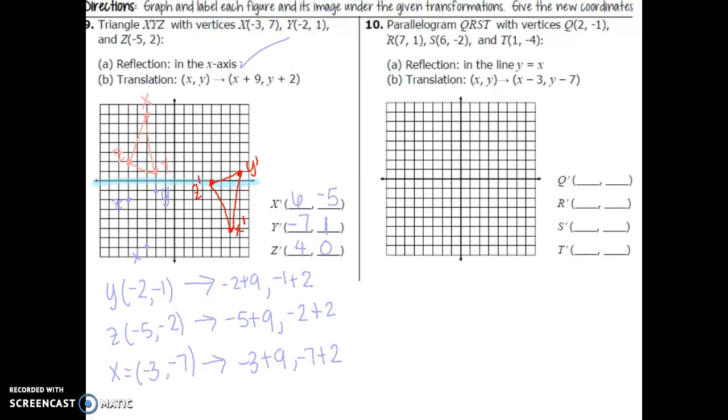So I do want you guys to do number 10. Remember, when we are doing y equals x, that is going to be at a diagonal. That is going to be the reflection line. So give it a shot and go get that checked, and then you can come back and, well, actually you can start on your homework probably.